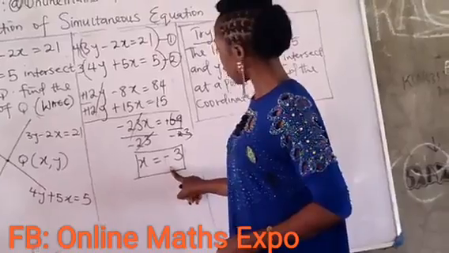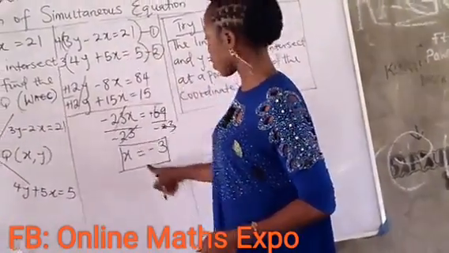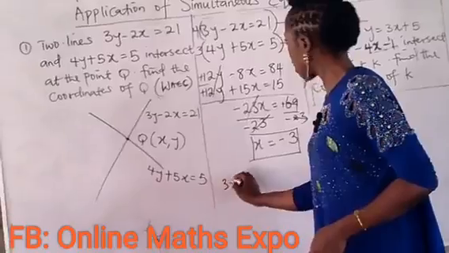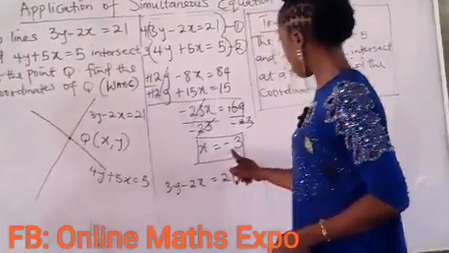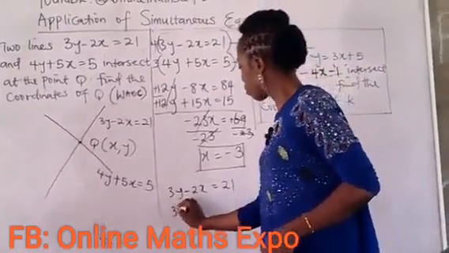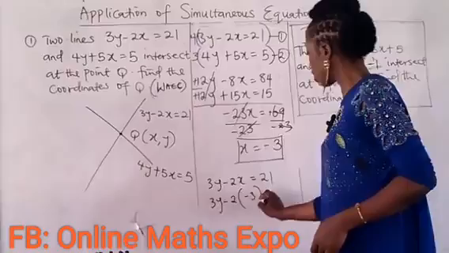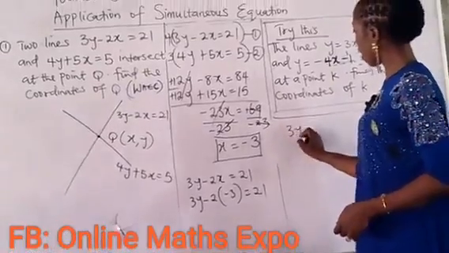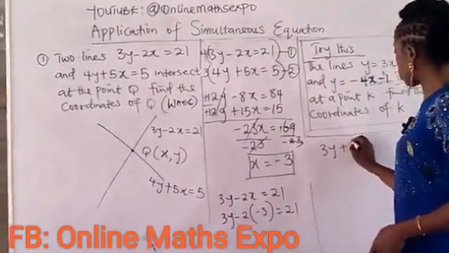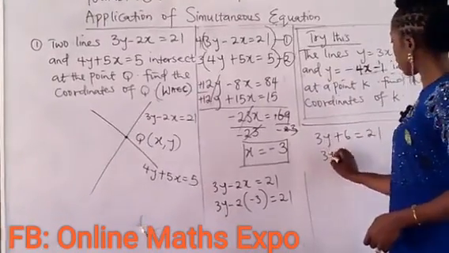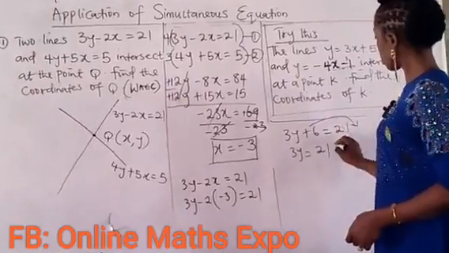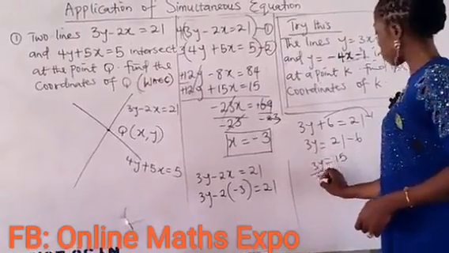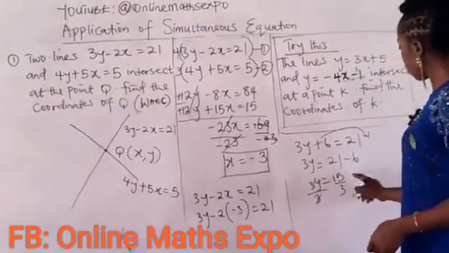Now that we have gotten the value of x, you can substitute in either equation, equation 1 or equation 2. If we are going for equation 1, we have 3y minus 2x is equal to 21. Remember, our x is minus 3. So we have 3y minus 2 times minus 3 is equal to 21. I hope you are still following. Let's conclude it here. 3y minus 2 times minus 3 will give us plus 6 is equal to 21. So we have 3y is equal to 21. When this crosses, it will become minus 6. And 21 minus 6 will give us 15. This is 3y. We divide both sides by 3, so that y will give us 15 divided by 3.